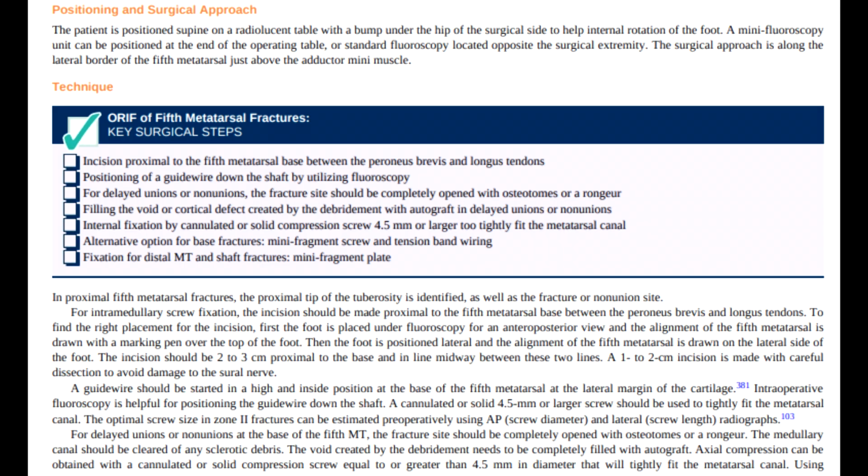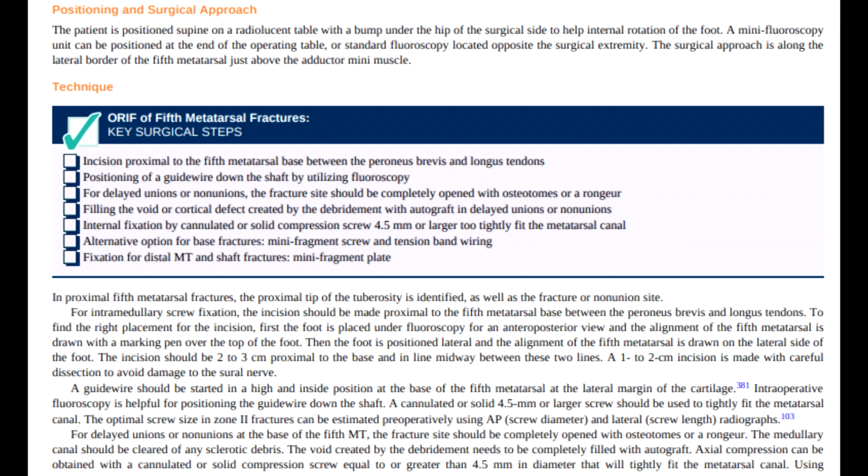The surgical approach is straightforward. The patient lies supine on the radiolucent table with the bump under the hip to bring the lateral border of the foot up. The mini C-arm can be at the end of the table, or standard fluoroscopy can be positioned opposite the foot. The incision is made along the lateral border of the fifth metatarsal, just above the abductor digiti minimi muscle. The key steps for open reduction and internal fixation are as follows.